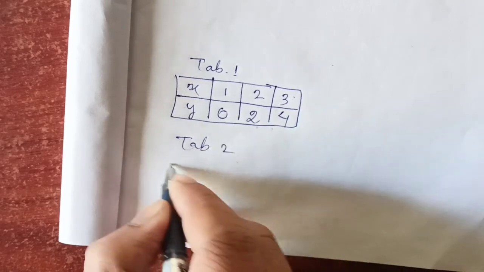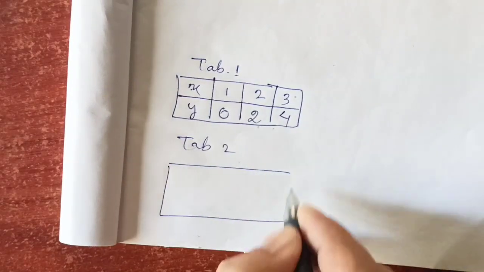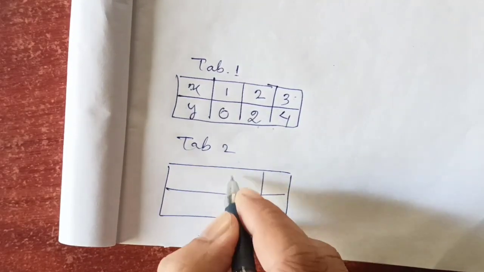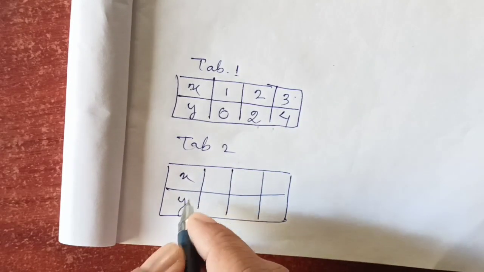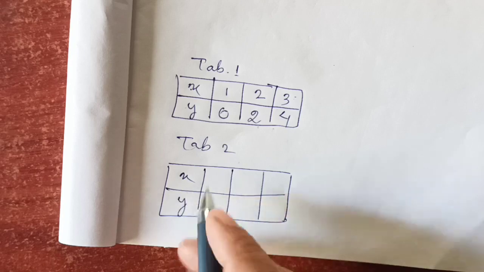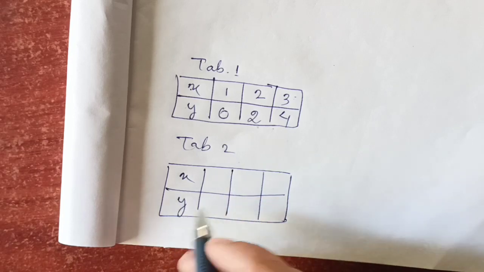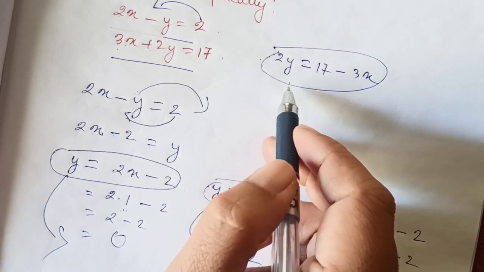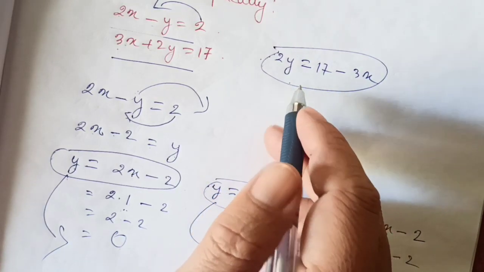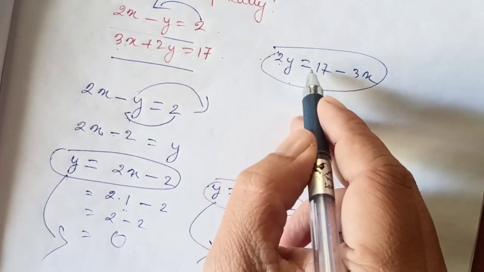So let me write Table 2 here. This one is the x value, and this is the y value. The top should always be the x value, and the bottom the y value. We are going to use this equation until we finish finding the tabulation for this.